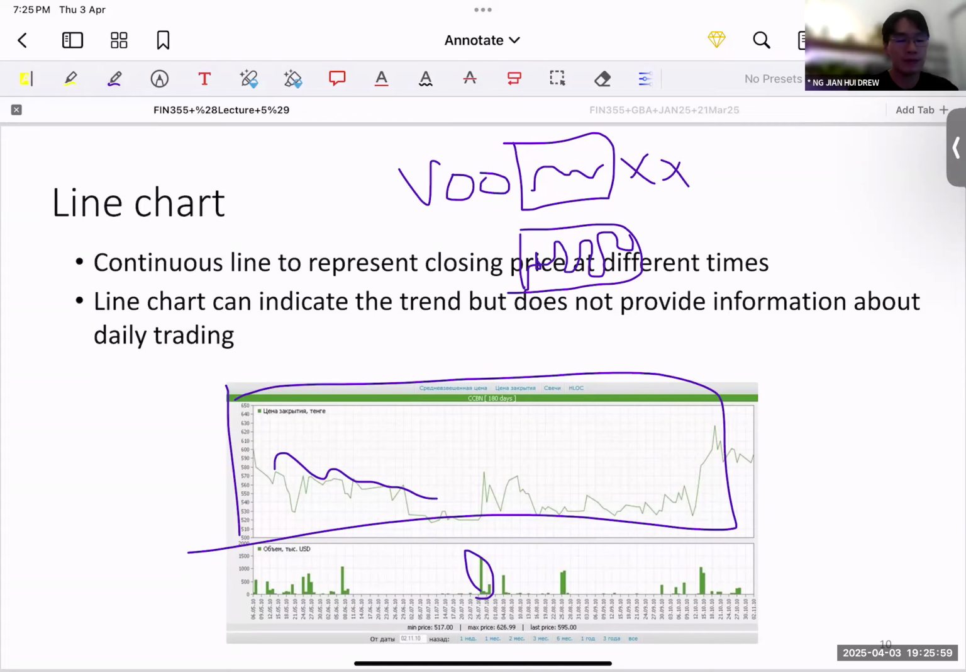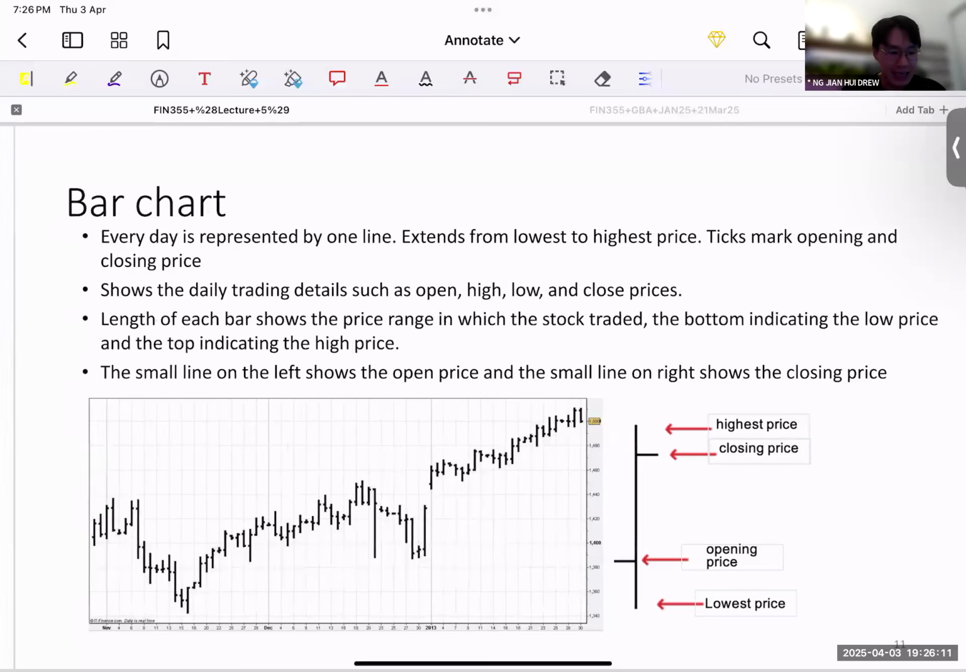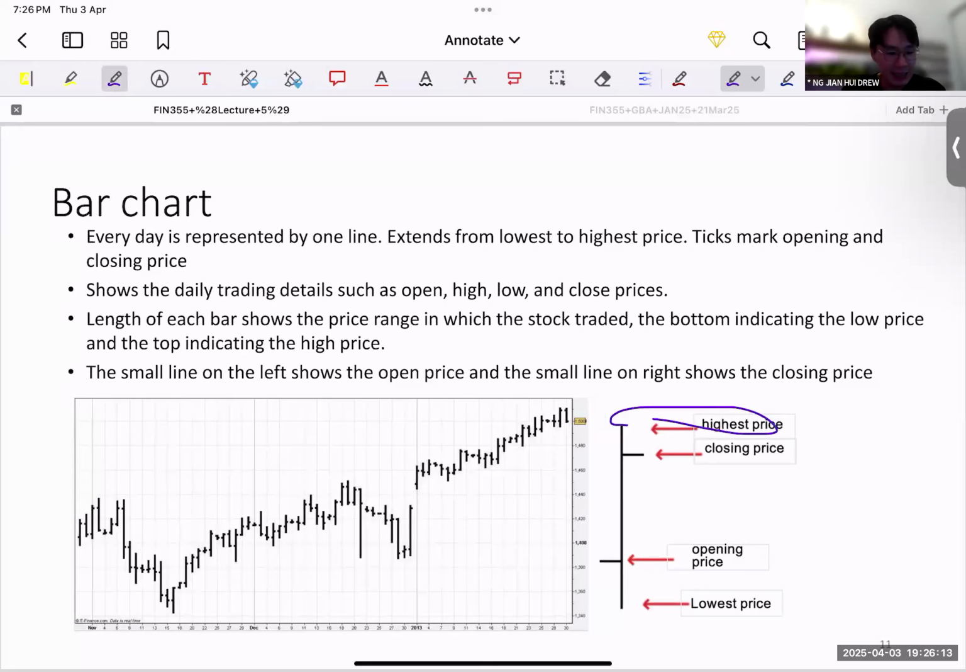But nowadays people use more sophisticated things like the bar chart. A bar chart is like a line graph, but it shows you the highest and lowest price using the bars here, highest and lowest, like this, and then the opening price and closing price.